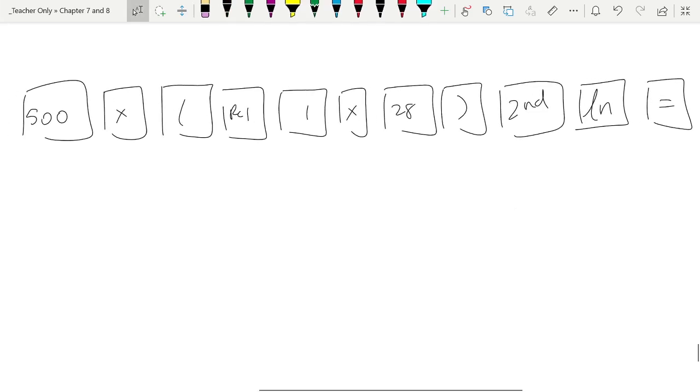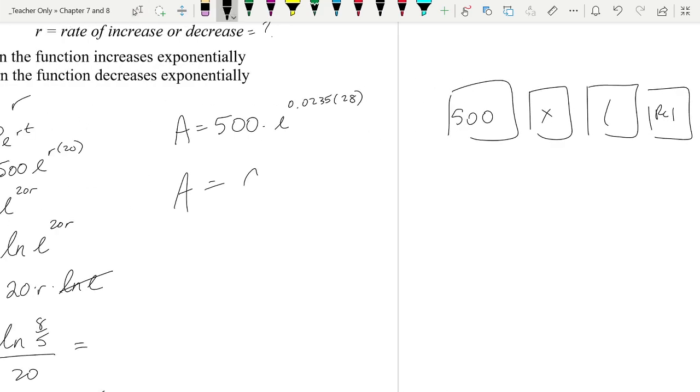Let me just try that. 500 times, open a bracket, recall 1, times 28, close that bracket, second function natural log equals. And yep, that gave me the right answer. 965 mice.